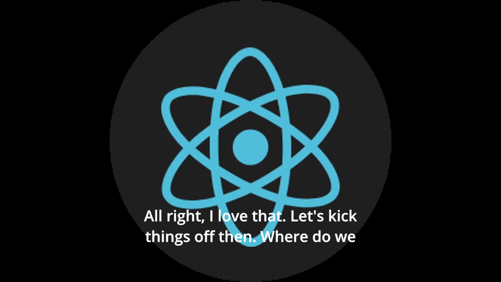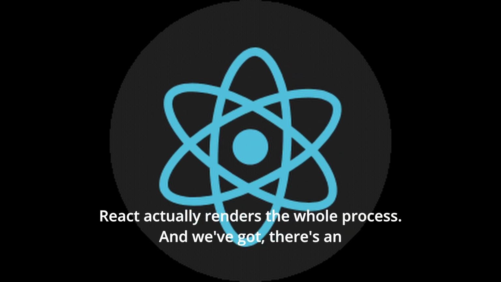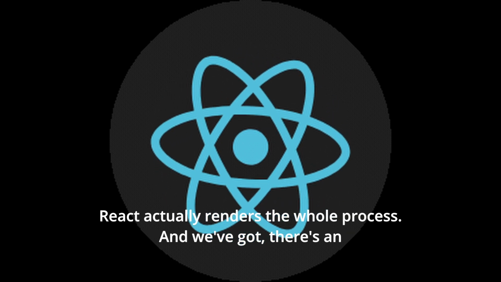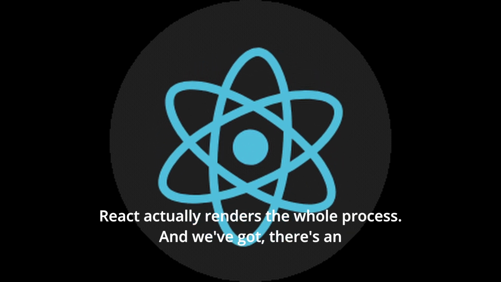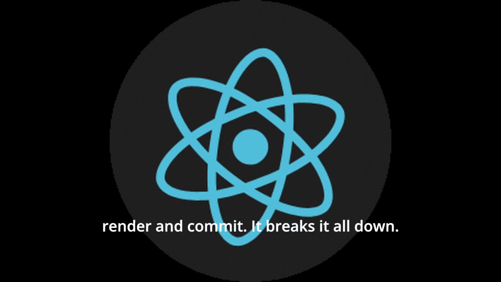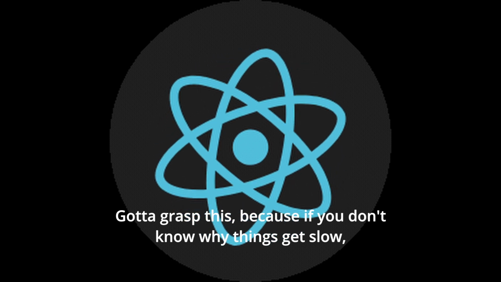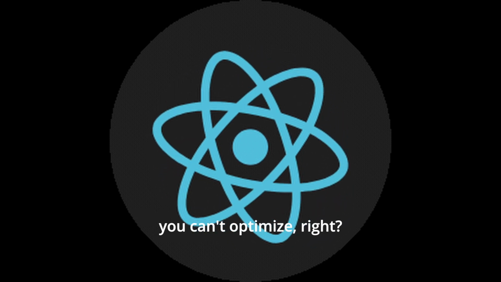All right, I love that. Let's kick things off then. Where do we even start with this stuff? I think we've got to understand how React actually renders, right? Like the whole process. And there's an excerpt from the current React docs, render and commit. It breaks it all down. Gotta grasp this, because if you don't know why things get slow, you can't optimize, right?